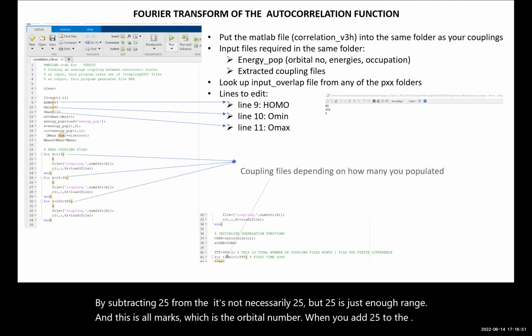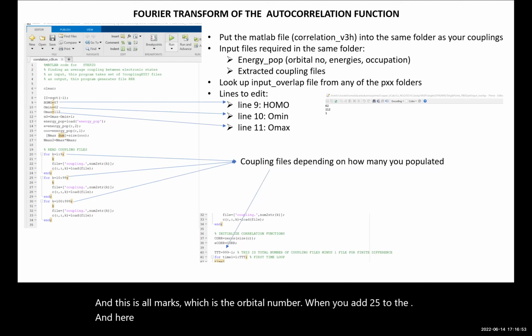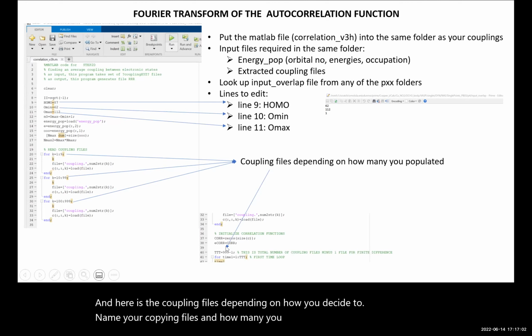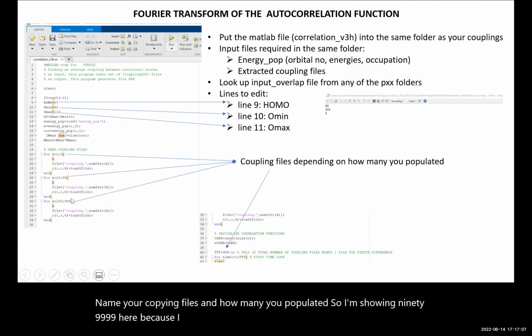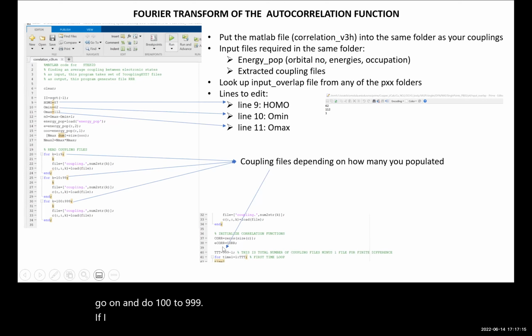And here are the coupling files, depending on how you decide to name your coupling files and how many you populated. So I'm showing 999 here because I had populated 999. If I had done more than that, I would go on and do 100 to 999. If I had done more than that, I'll just put the number here and also increase the number of couplings that the script has to look through.